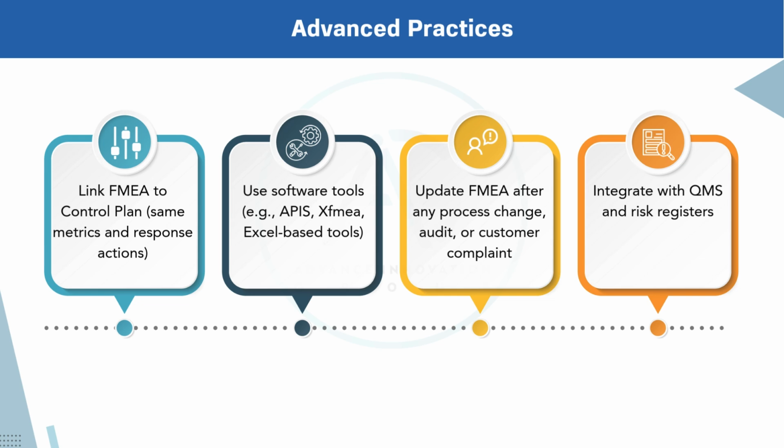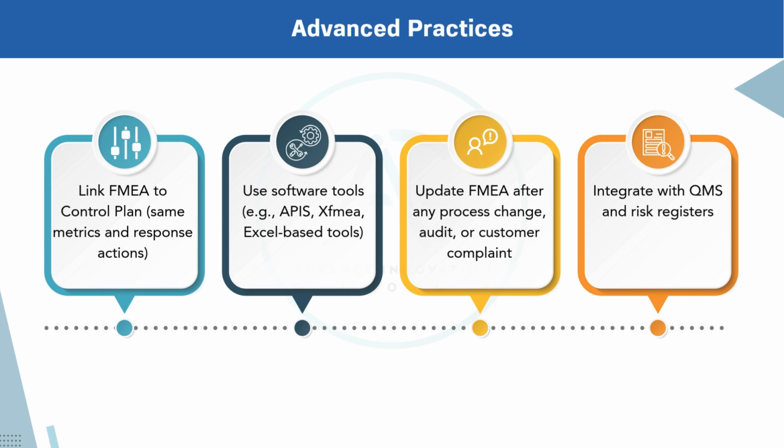Link FMEA to the control plan. One of the best practices is to ensure that the metrics and response actions identified in the FMEA are directly reflected in the control plan. For example, if your FMEA identifies a failure mode with a high severity score, the control plan should include monitoring of that step, control limits, and predefined responses if those limits are breached. This alignment creates continuity between risk identification and process control.